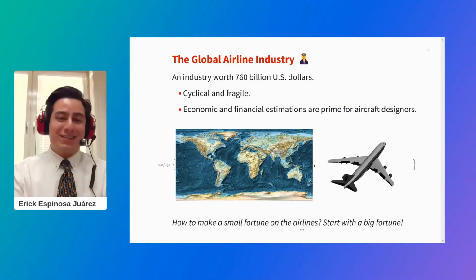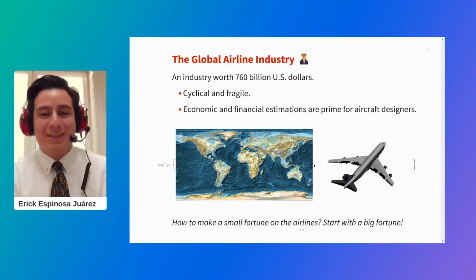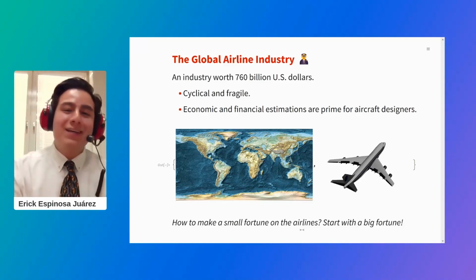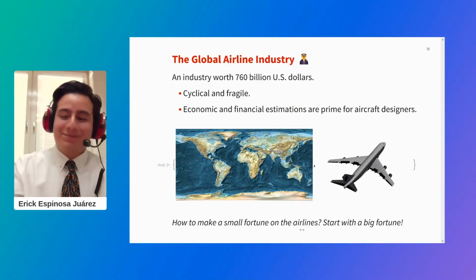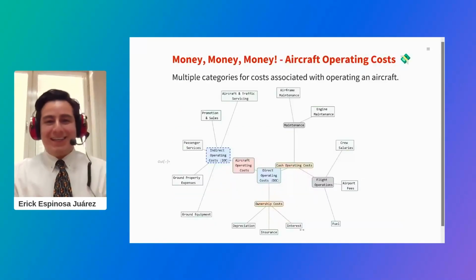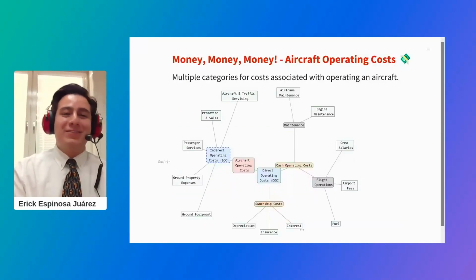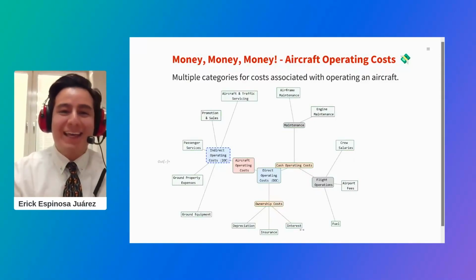This is a phrase that a professor used to say: how to make a small fortune on the airlines? You start with a big fortune. Because yes, it's a business, and mostly it's all about money, money, money, like the ABBA song.